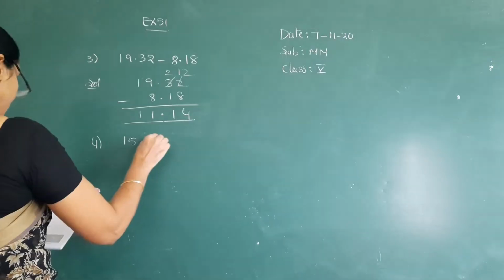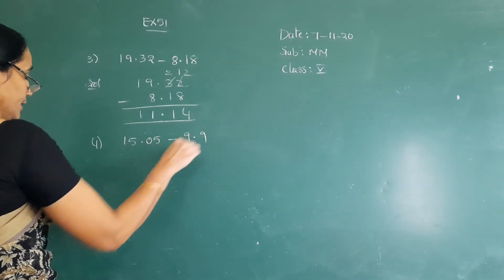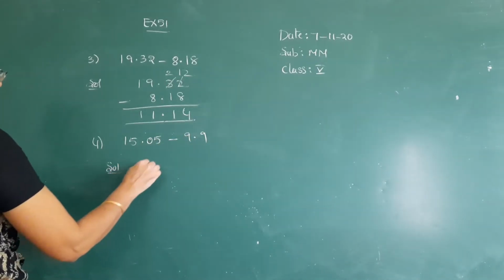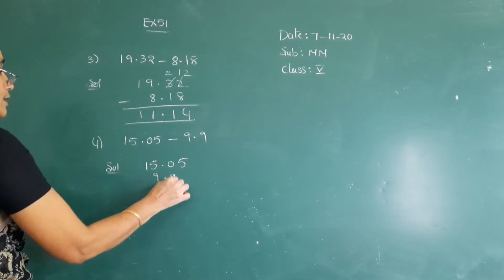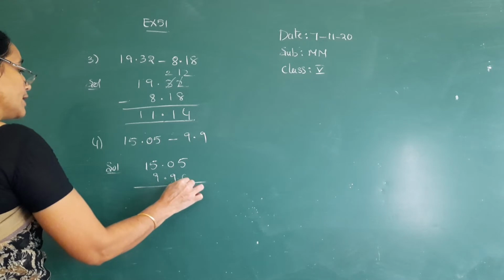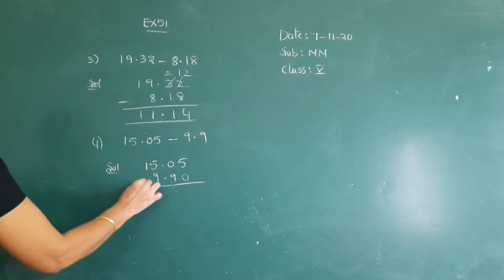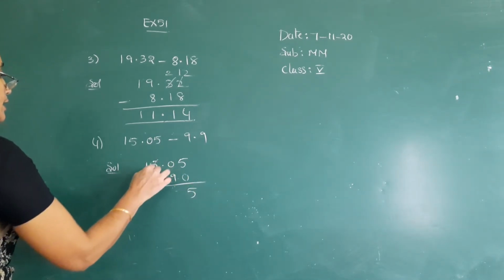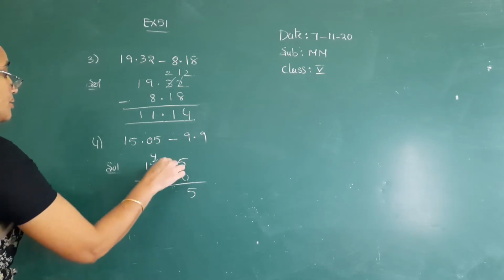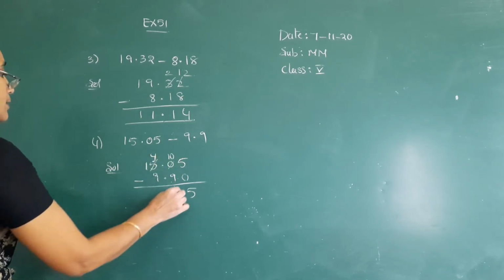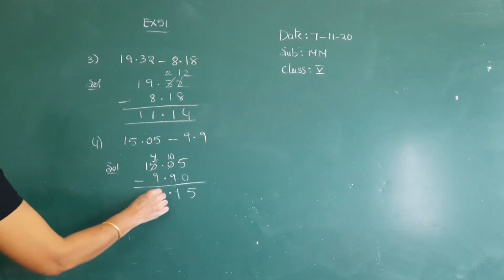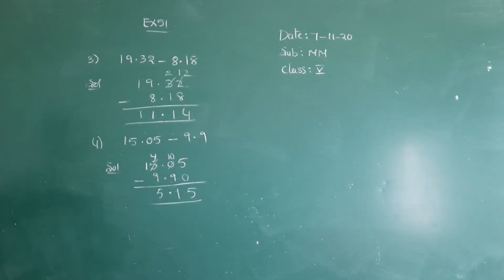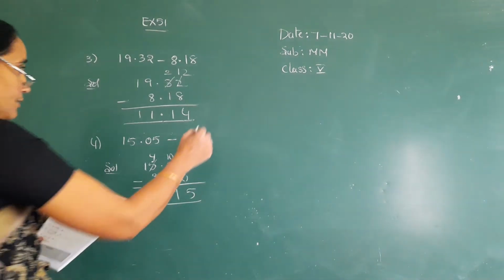See the next question. 15.05 minus 9.9. So 15.05, 9.9. In the absence of the place, you have to keep 0. Subtracting, take borrow from here. 0, it is 10. 9 minus 1, 10 minus 1, 9. And 14 minus 9, 5. 5.15.